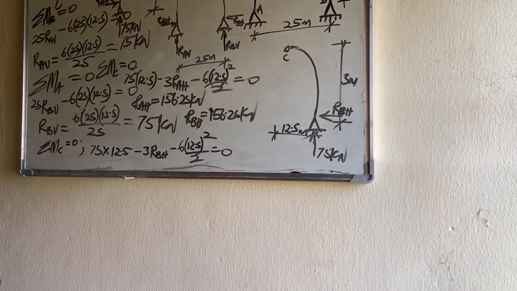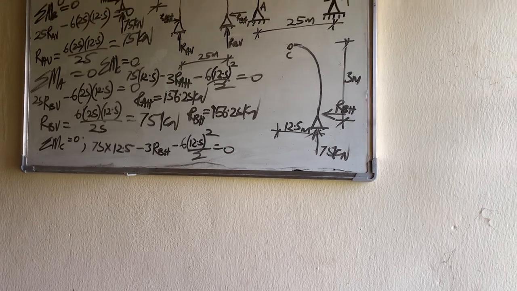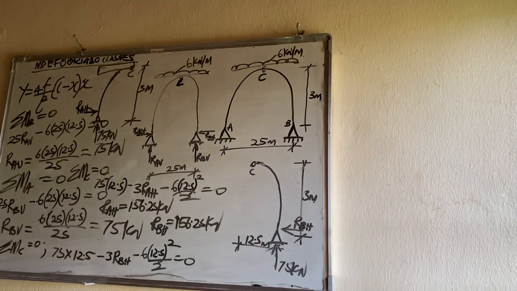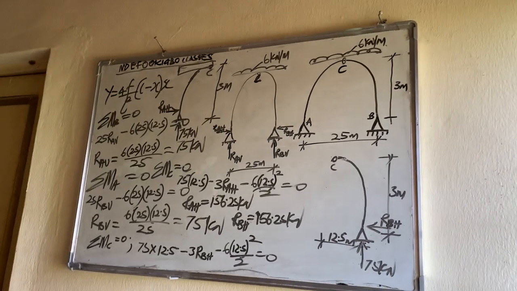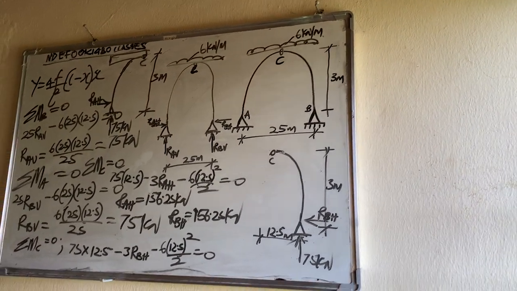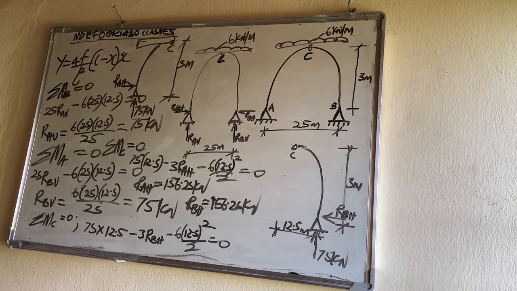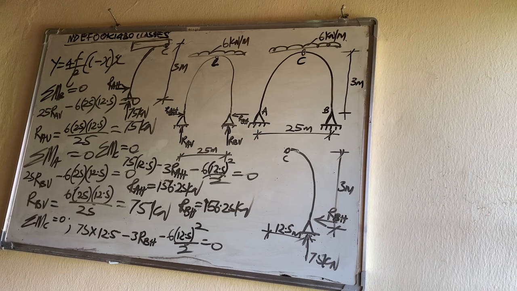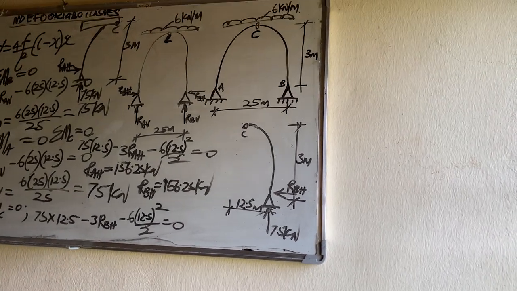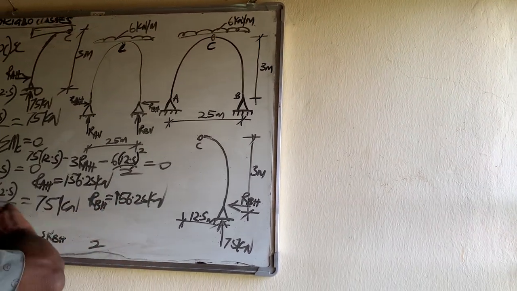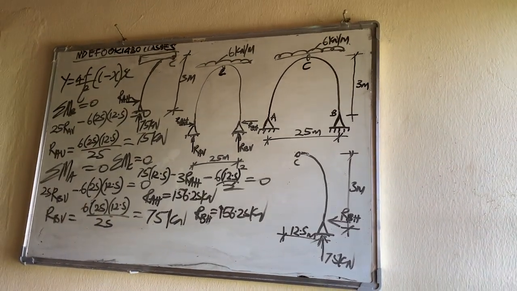Let me take bending moment at point C. I'll get zero, because that is the bending moment at the hinge. If it didn't give me zero, then I've made a mistake. Okay, let me try it. Bending moment at the hinge. That's the M at C.